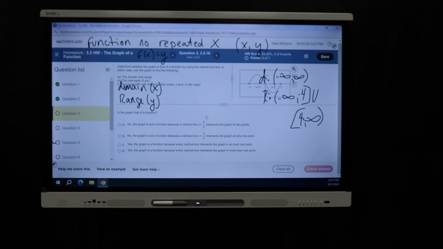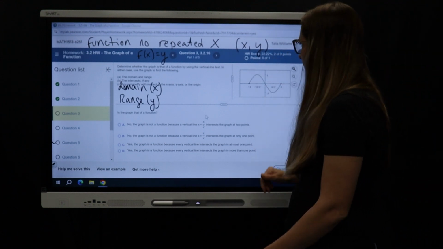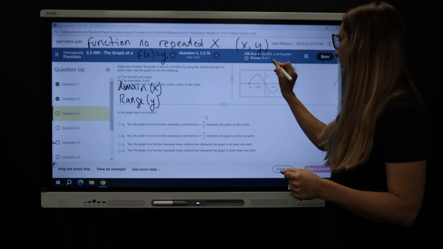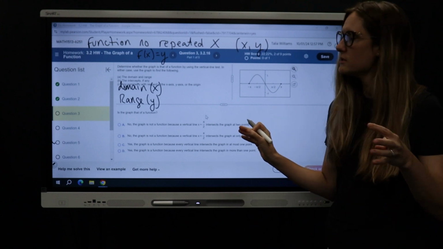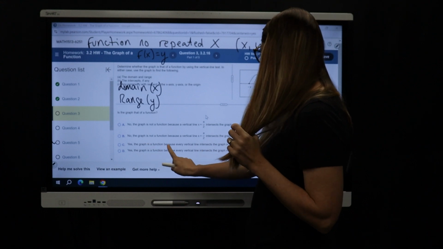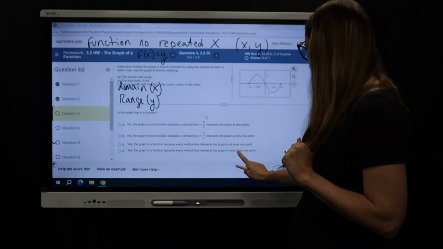Okay. We're going to do that a lot, looks like. Determine whether the graph is that of a function. If I draw my vertical line, I'm only going to cross this graph once. This is a function. So yes, the graph is a function because every vertical line intersects the graph in at most 1 point.